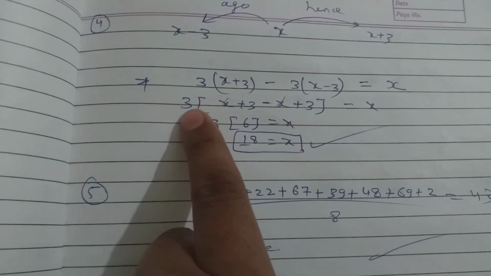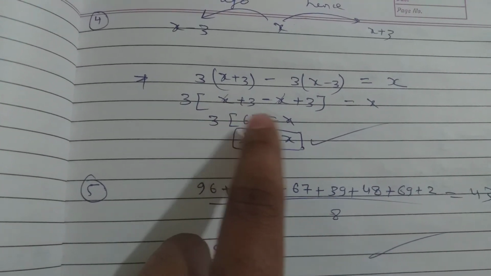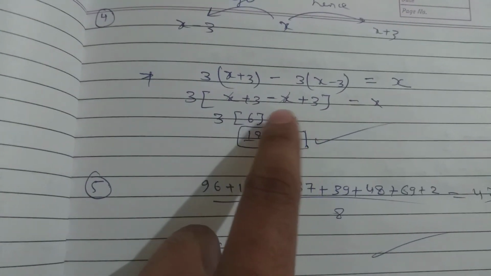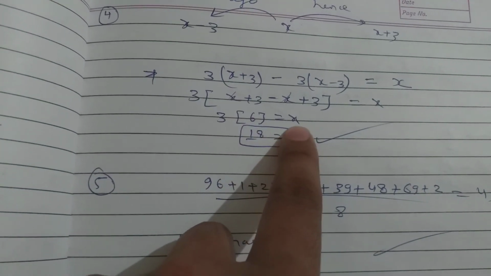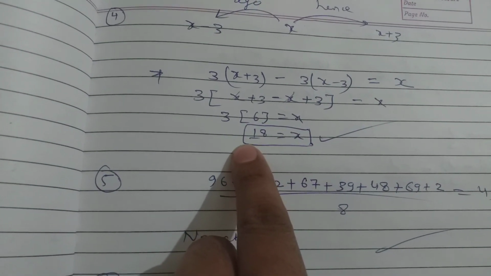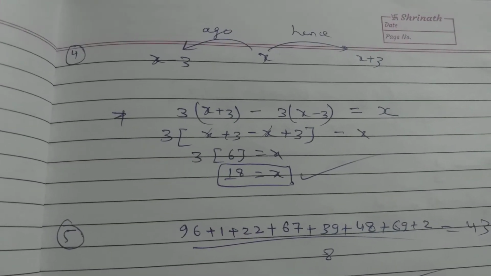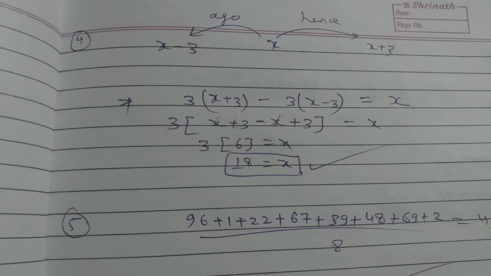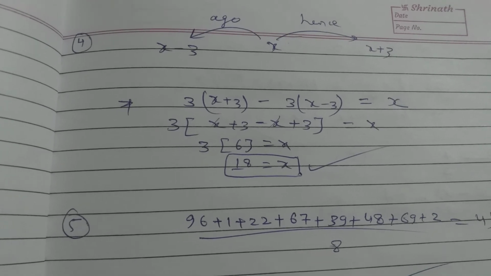So from here you can calculate it. You can take 3 as common: x plus 3 minus x, minus minus plus 3, then x and x will cancel out each other. 3 plus 3 is 6, 6 into 3 is 18. From here you will get the person's current age, that is 18. Okay friends, I hope you get it. If you do not get it, you can watch the video again. Okay friends, let's move to another question.